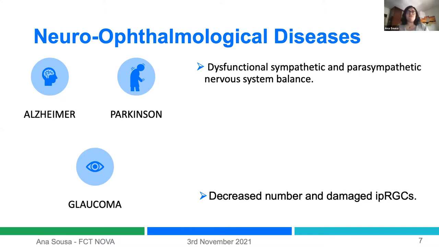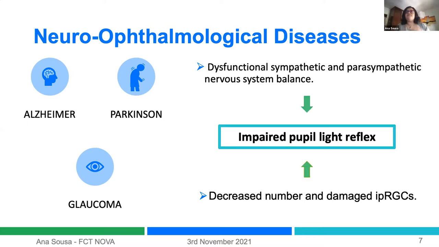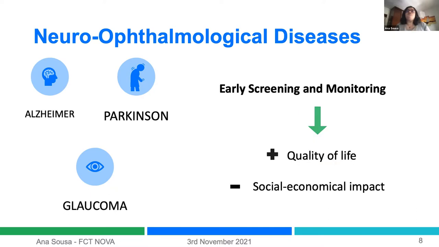system balance. And also some studies have shown that, for example, in glaucoma, there's a decrease in the number of these kind of cells, the intrinsically photosensitive retinal ganglion cells, and also they get damaged with the disease. So this leads to an impaired pupil light reflex. So basically, that response of the pupil gets differentiated in people with these diseases. So this could be a technique to be used to screen this kind of diseases. If we could early screen and monitor diseases like these ones, we can increase the quality of life and decrease the social economical impact of them.